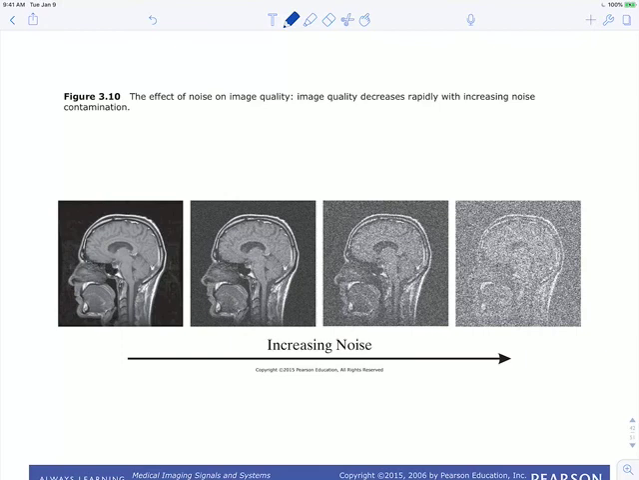All right. So this is just showing that as you increase the noise, the image gets worse, and at some point it becomes unusable. Okay, so probably this is still okay. This is probably unusable, and that's definitely not usable. Okay.